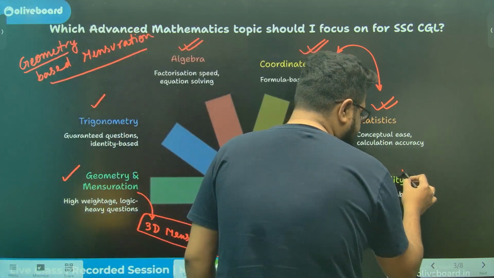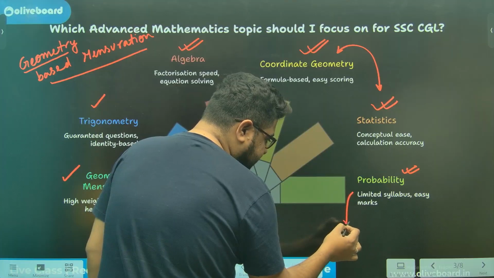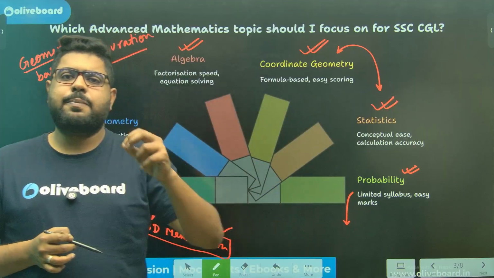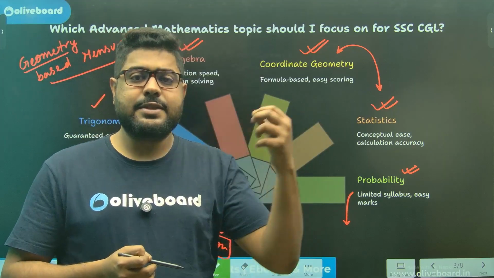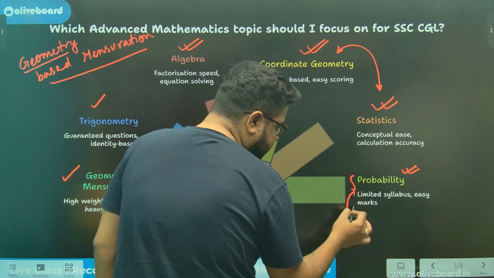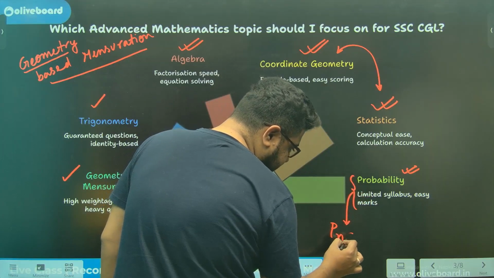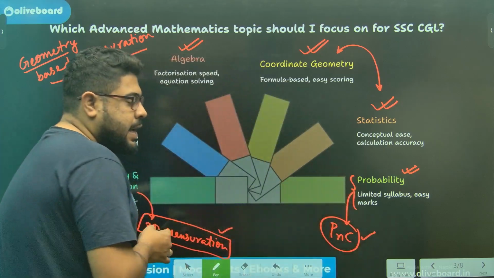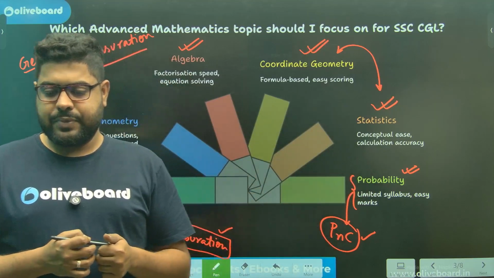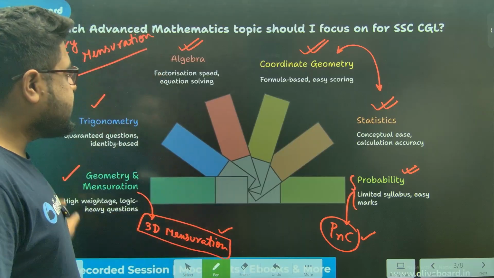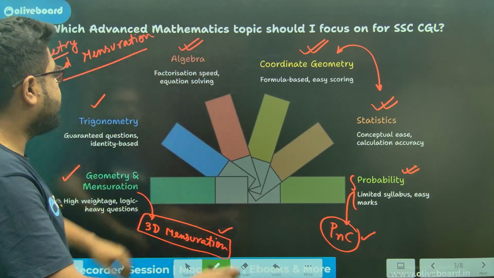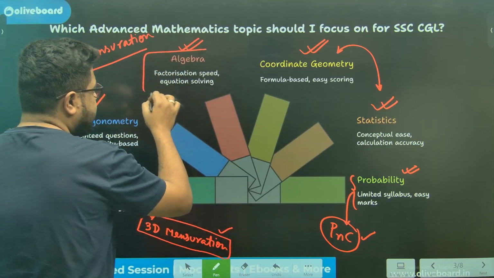And last but not the least is probability. And again, let me just say this, CGL doesn't really ask you separate PNC questions. PNC means permutation and combination. But if you want to be good in probability, you need to first understand permutation and combination. You have to have a very good idea about this. Then only you can go into probability. So these all are the sections. I'll give you the formulas one by one. Let's start first from algebra.